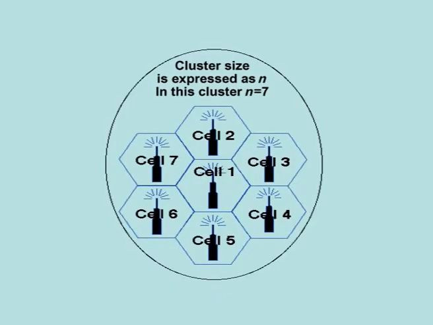A cluster is a group of adjacent cells, usually 7 cells. No frequency reuse is done within the cluster. The frequency spectrum is divided into sub-bands and each sub-band is used within a cell of the cluster. In heavy traffic zones, cells are smaller, while in isolated zones, cells are larger.